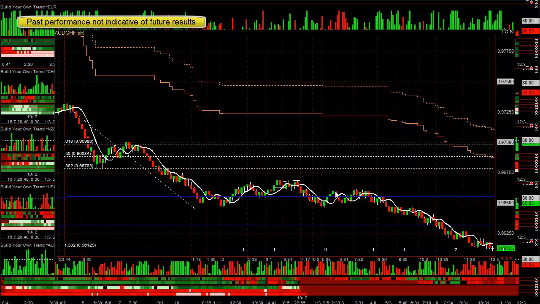1, 2, 3, 4, 5, 6, 7, 8, 9, 10. So it's gone 10, pretty much 10 bars, closing at or above. And it doesn't have to be picture perfect. 10 bars at and above the displaced moving average.